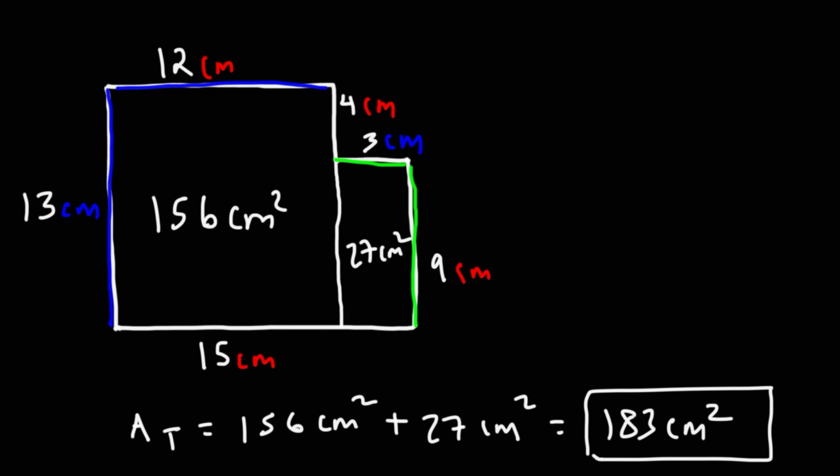So that's it for that example. That's basically it for this whole video. So now you know how to find the area of a composite figure using rectangles.